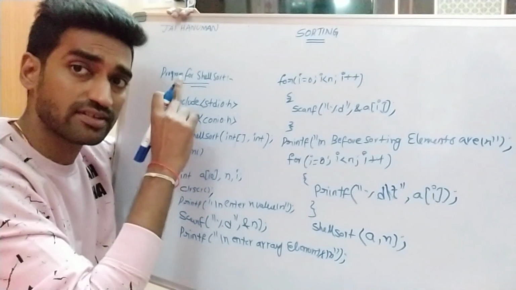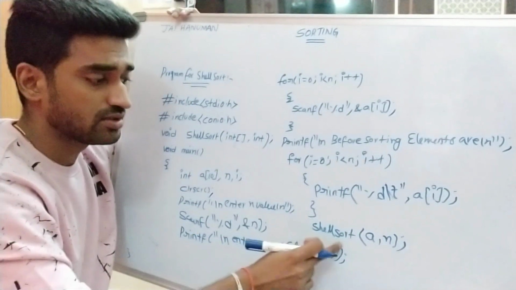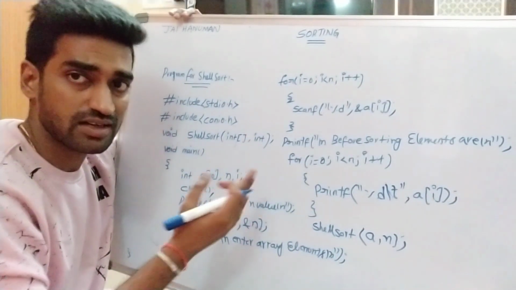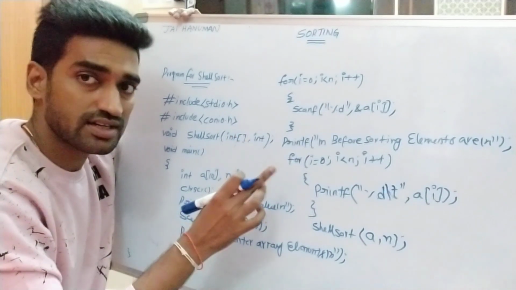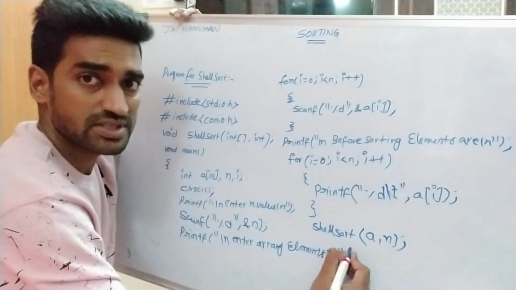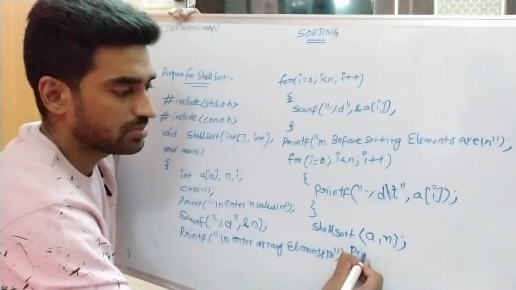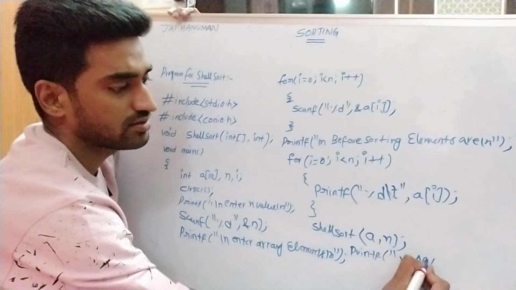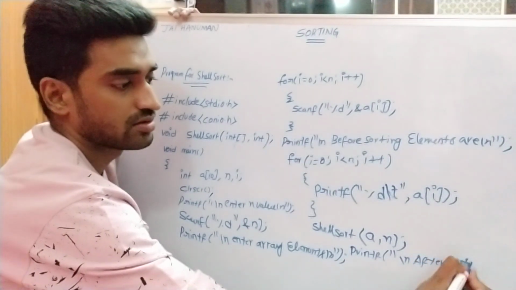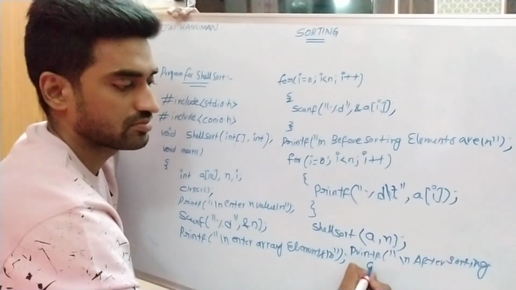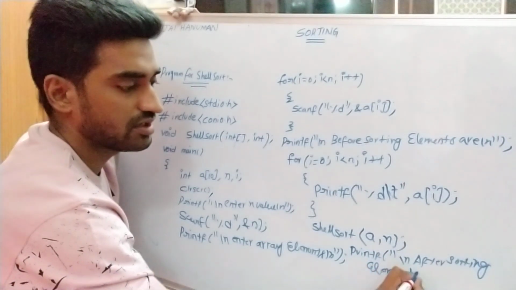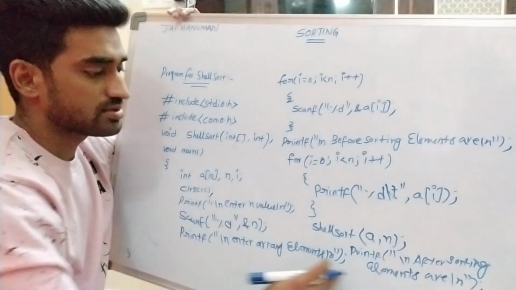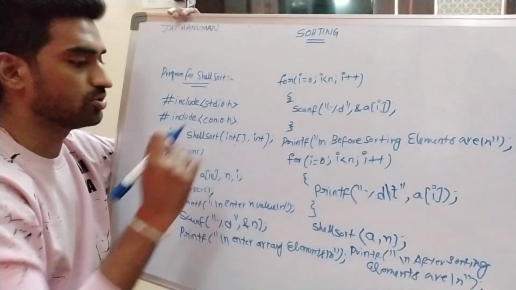After completion of the entire procedure, the control will be passed to the next statement. Once the process has been completed, all the elements are sorted, so those elements are printed. For that purpose I am taking printf, "after sorting elements are". For that purpose I am considering the loop.